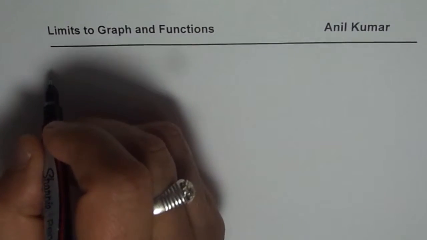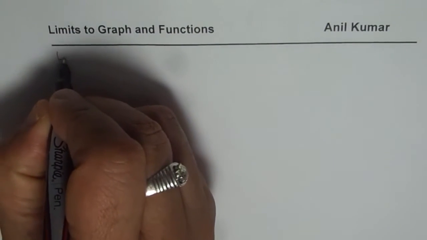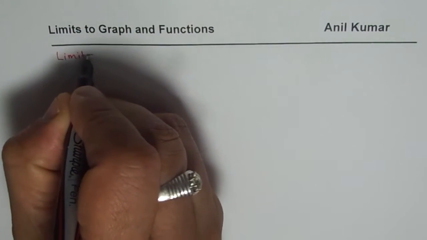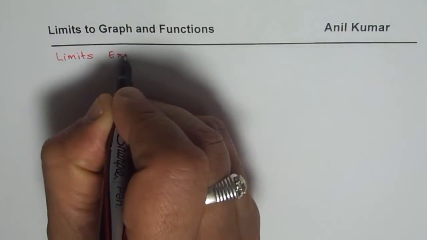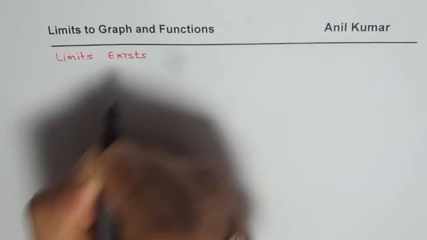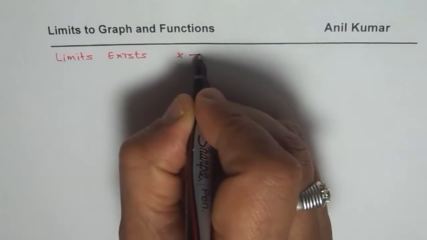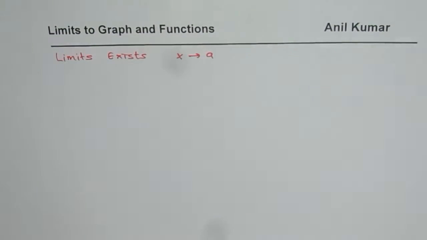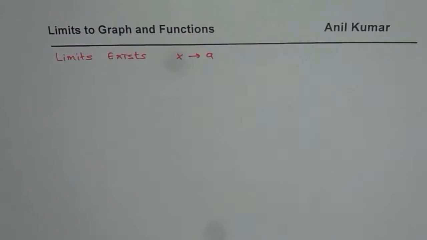Let us take examples in this video where the limit exists. So we'll take examples where the limit exists as x approaches a. Those are the examples which I am taking in this video. In the next video, we will consider one-side limits.